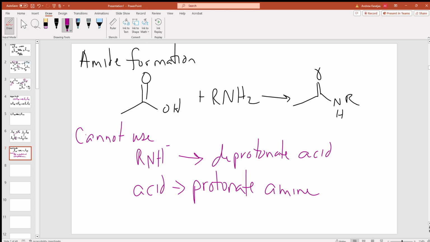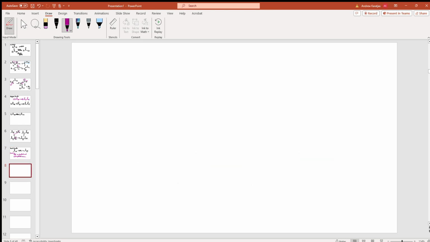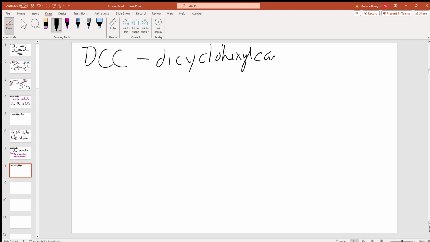So instead, for this reaction, we generally use a reagent known as DCC. DCC stands for dicyclohexylcarbodiimide and has the following structure.